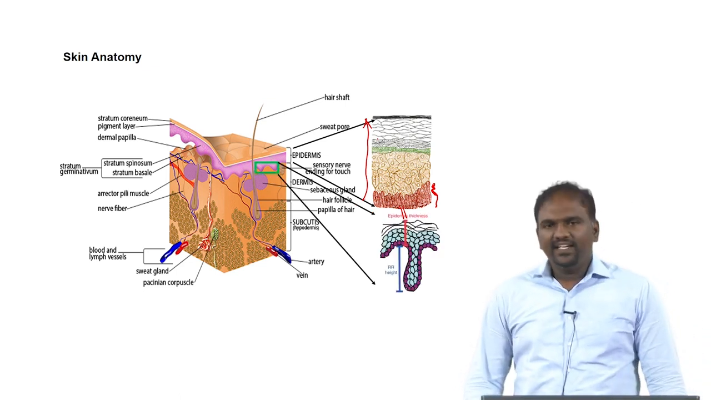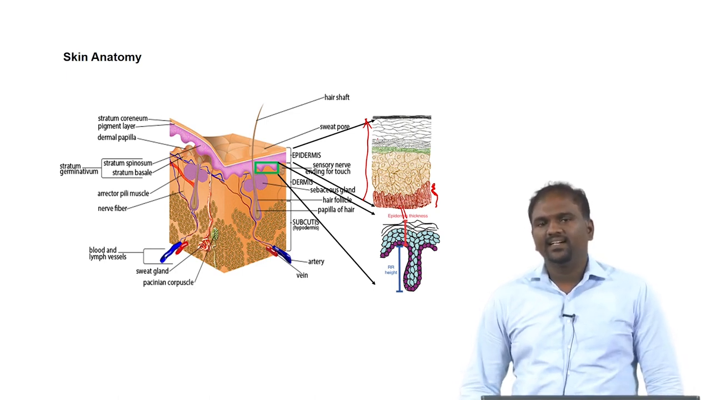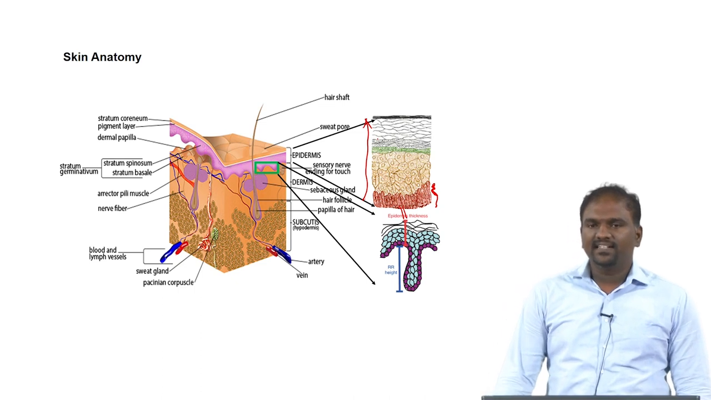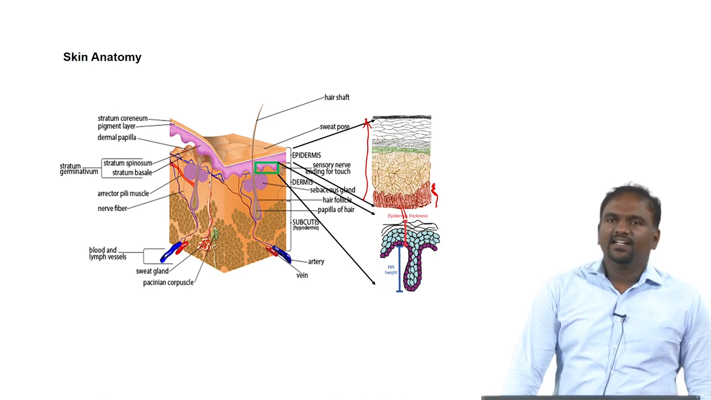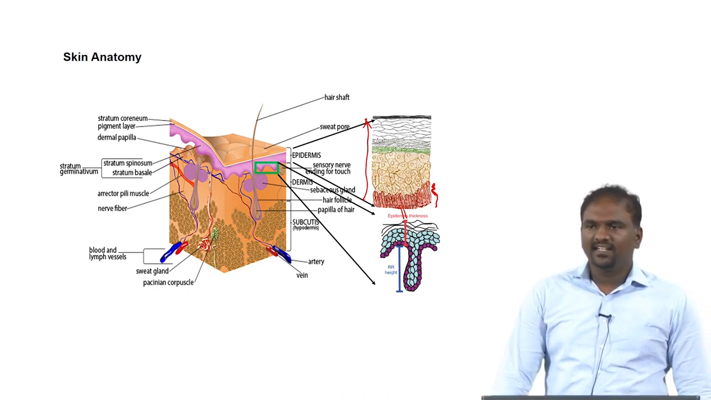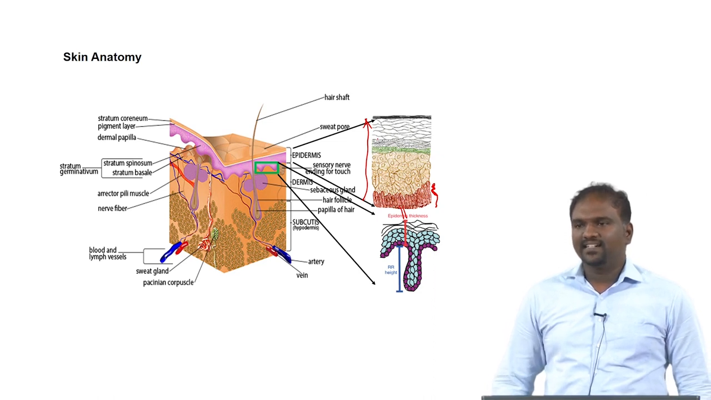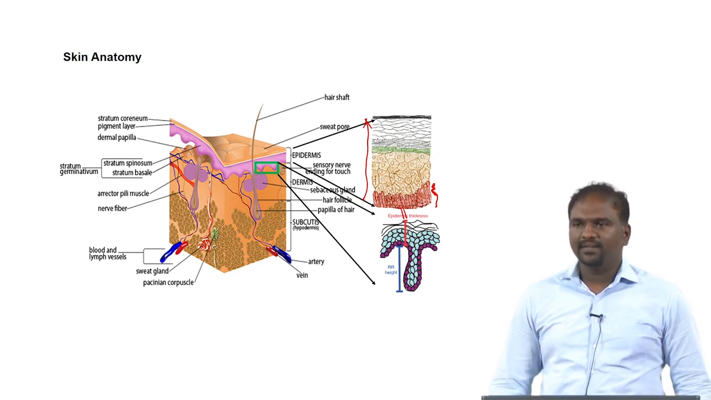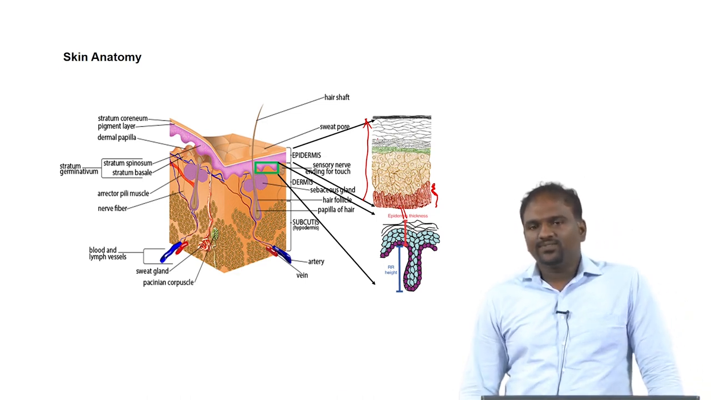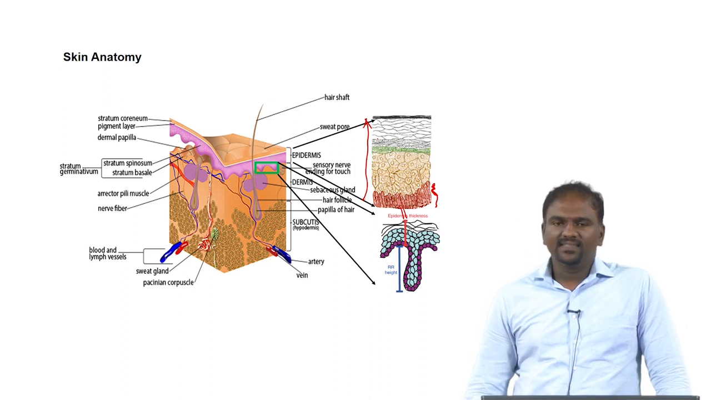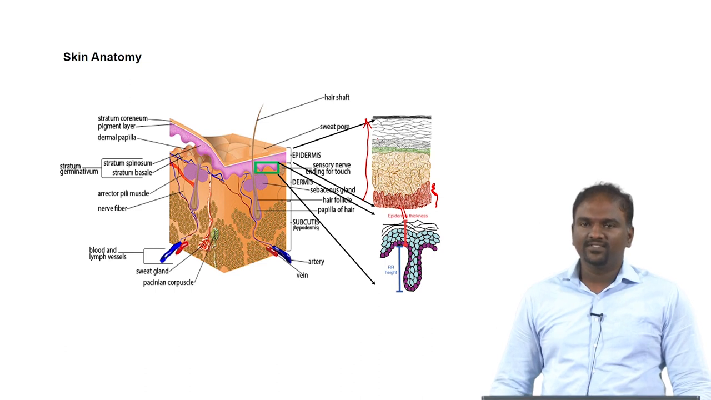In between the epidermis and dermis we have the epidermal-dermal junction, which has the rete ridges. These rete ridges play a main role in giving mechanical strength to the epidermis, and they also give adherence between the dermis and epidermis. Apart from that, the transfer of soluble molecules from the dermis to the epidermis happens through this junction.